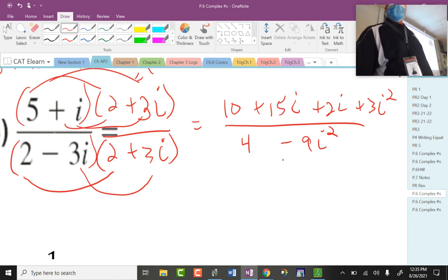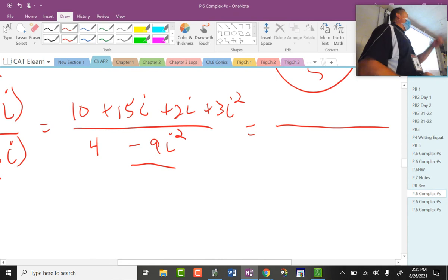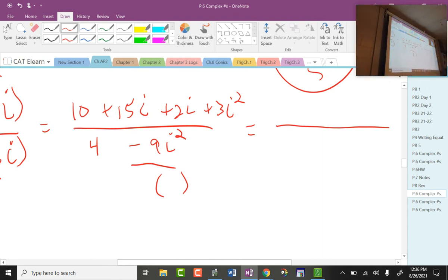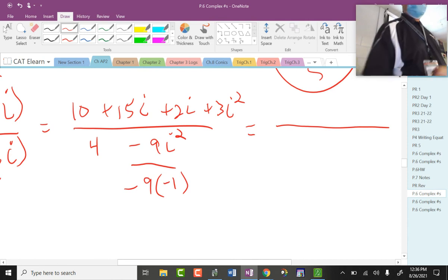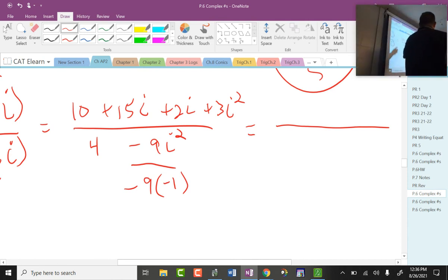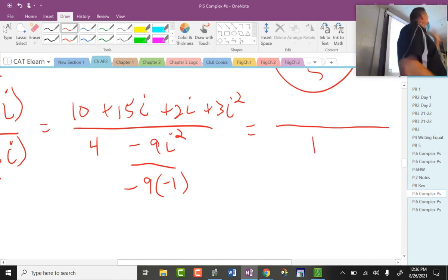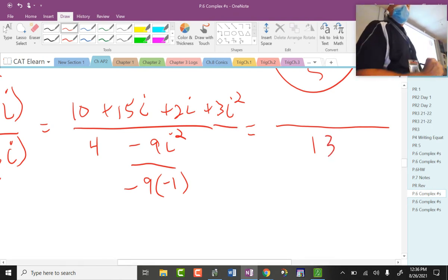Kathleen, what's minus 9i squared? What does that become? Let's break it down. What number is i squared? Speak up. Negative 1. And then what's negative 1 times negative 9? What happens to the two negatives? So 9 plus 4 is what? What's 4 plus 9 now? 13. And then on top, what's 3i squared become?